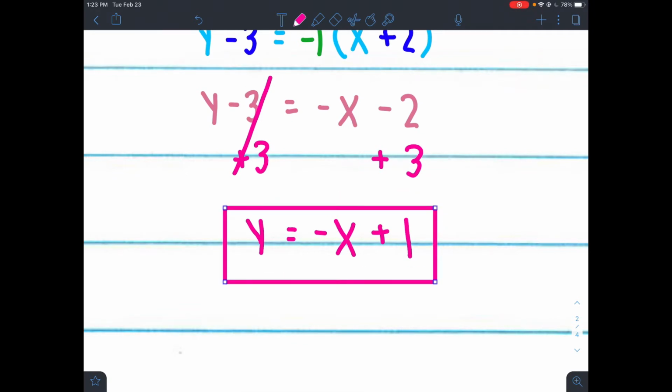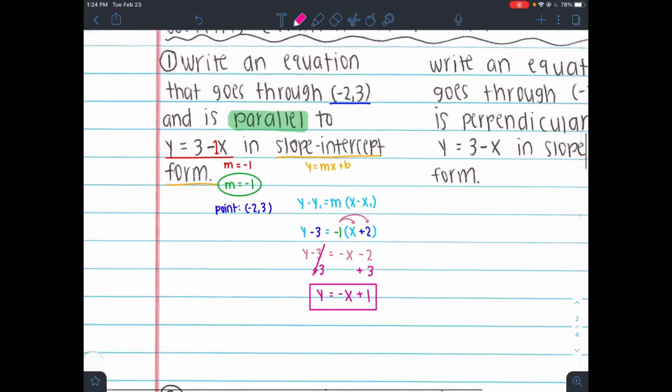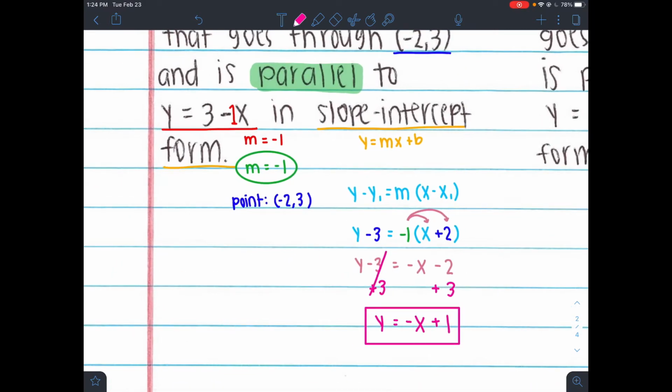Let's talk about what we just did here. This is in slope-intercept form. Now, is this the same equation that they gave you? Is it the same as this one? No, and it shouldn't be because it should be a completely new equation.